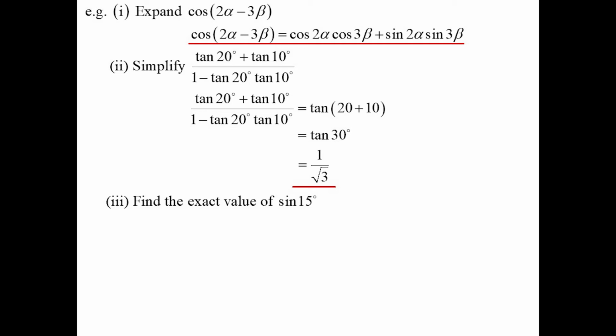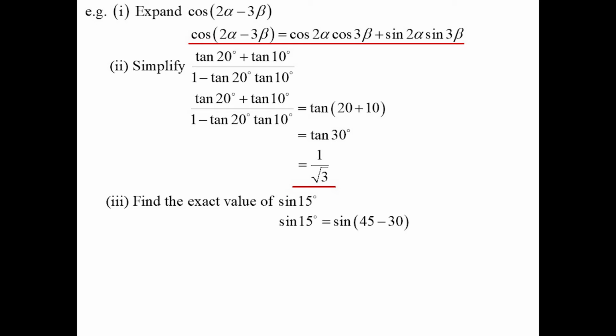Sorry, what was the one you went for? You could go 45 minus 30. How else could you do it? 60 minus 45. So there's all sorts of ways you can do it. Which way did I go? I went 45 minus 30.